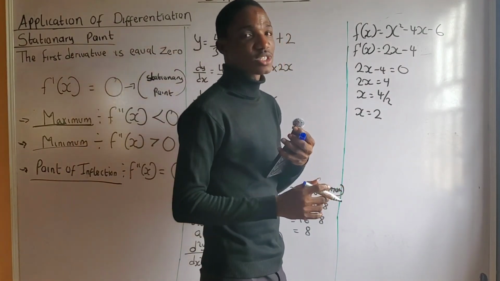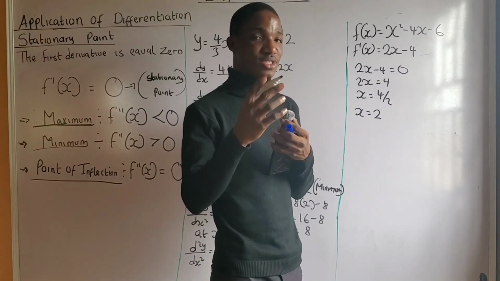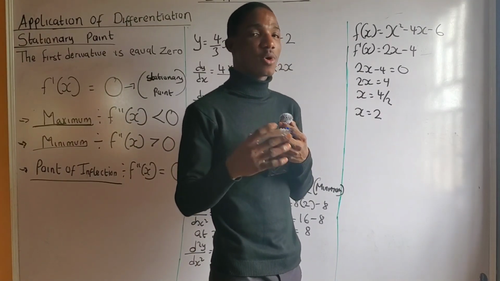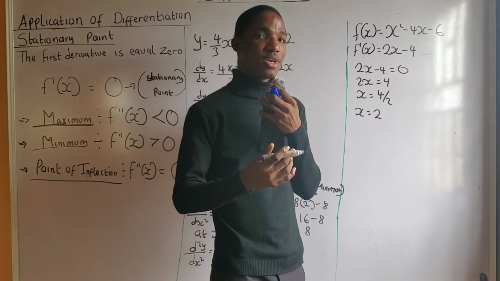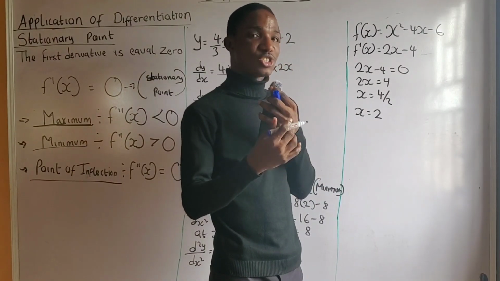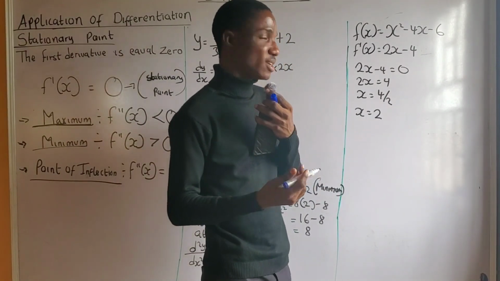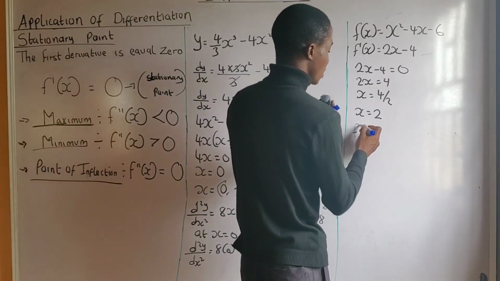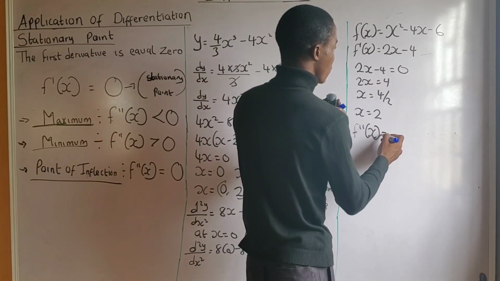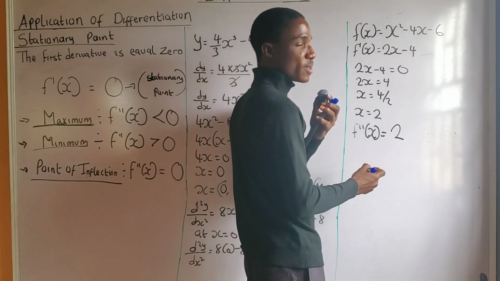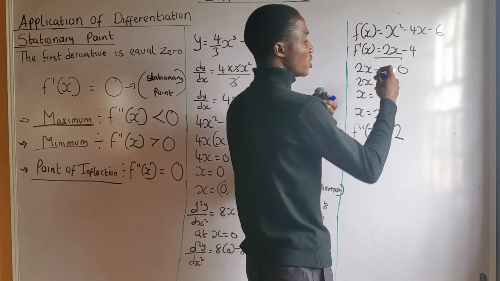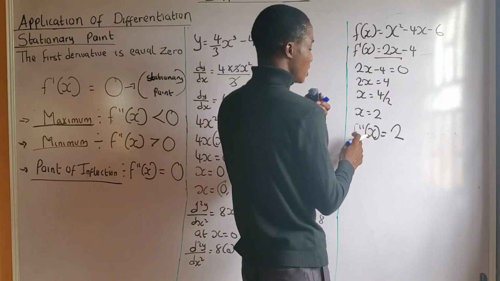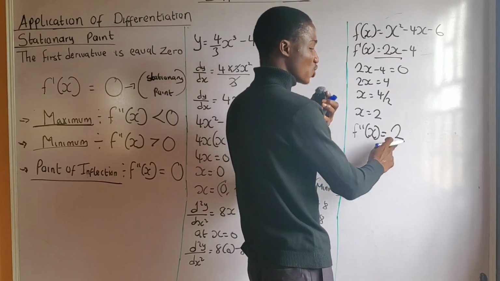Now, the second question says I should determine whether the stationary point is maximum, minimum, or point of inflection. Okay, I want to do something now. Pause this video, and then when you are done, play the video and check whether your answer is correct. Do you understand? Okay, now let us take the second derivative. The second derivative of f of x is 2. Do you know? Because if you differentiate 2x, you're going to have 2. Differentiate negative 4, you're going to have 0. Are you getting it? So the second derivative of f of x is 2.